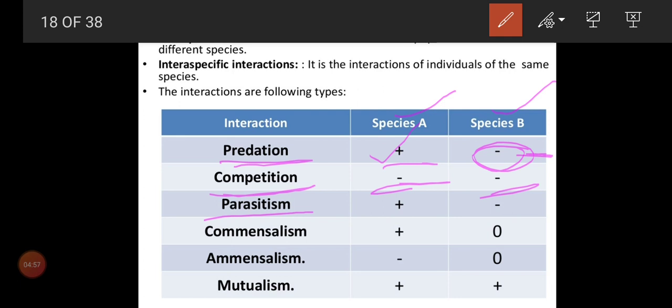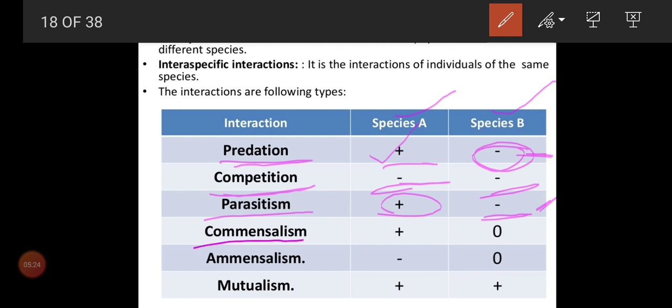Here only one will get benefit, the other is not getting any benefit at all. For example, liver fluke or tapeworm, which will grow in our body, that organism will suck nutrition from our body. That is parasitism. Because of that organism, we don't have any direct benefit. So here only species A is getting benefited, species B is not getting any benefit.